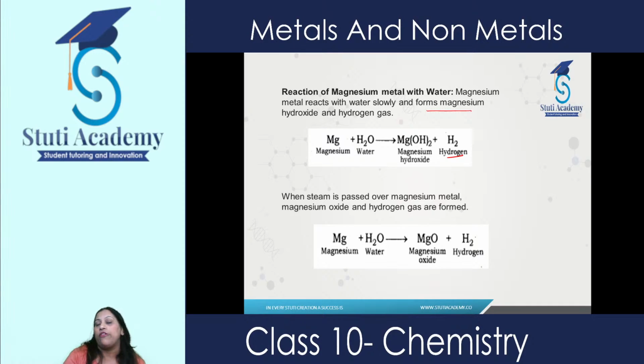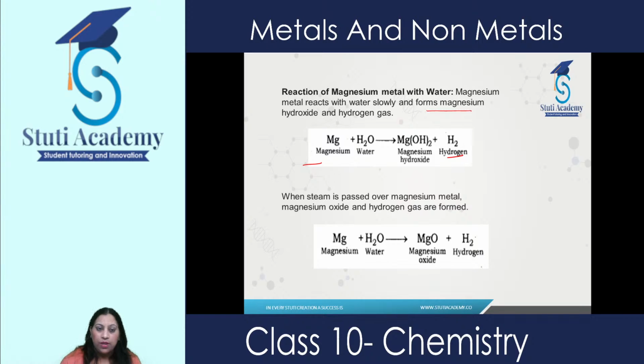But in the case of calcium, the hydrogen gas which is liberated sticks to the calcium. As a result, the calcium starts floating over the water. Now we are doing the reaction of magnesium and water. It results in the formation of magnesium hydroxide, and again hydrogen gas is liberated here.